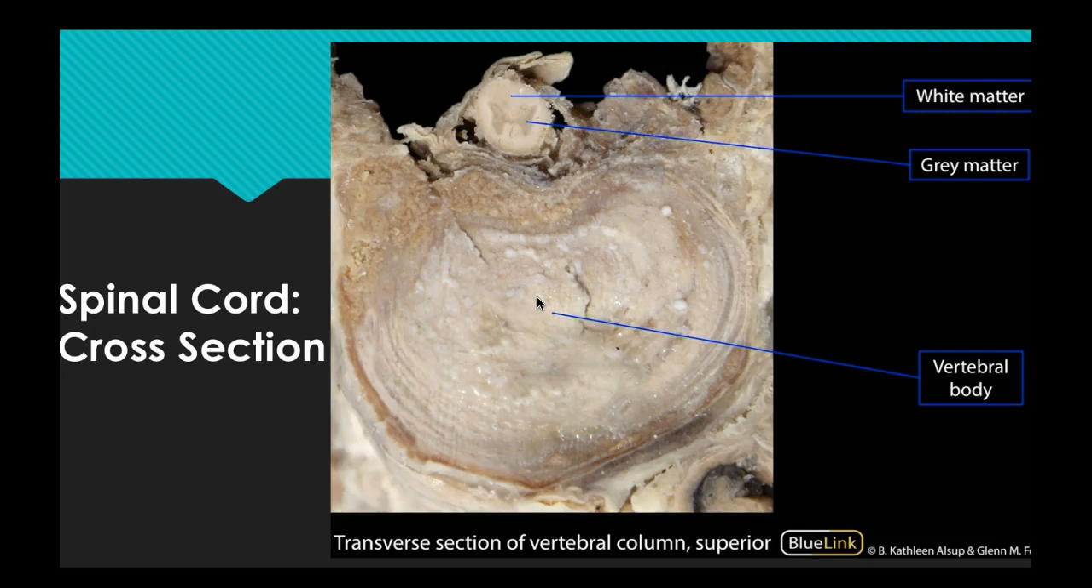Now, if we were to take that spinal cord and cut through so that we can have a cross section cutting through in the transverse plane, to be specific, we are able to see the white matter along the periphery and the gray matter internally. And here's the vertebral body.